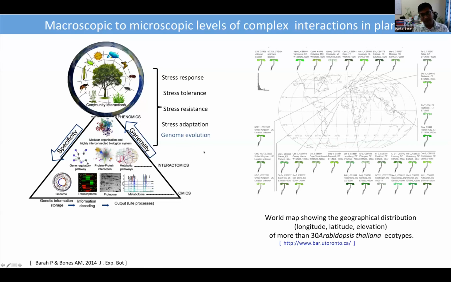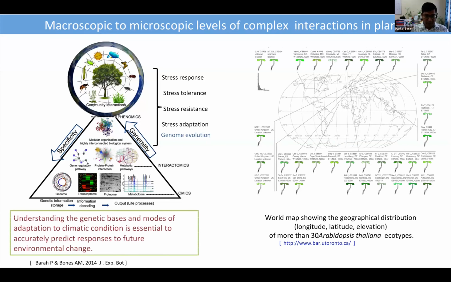This is an example of the model plant Arabidopsis thaliana, which is found all across the globe, from the Alaska region to deserts to high altitudes. There are so far more than 3,000 different ecotypes of this model plant available. So the immediate question was how Arabidopsis thaliana is adapting to different climatic conditions.